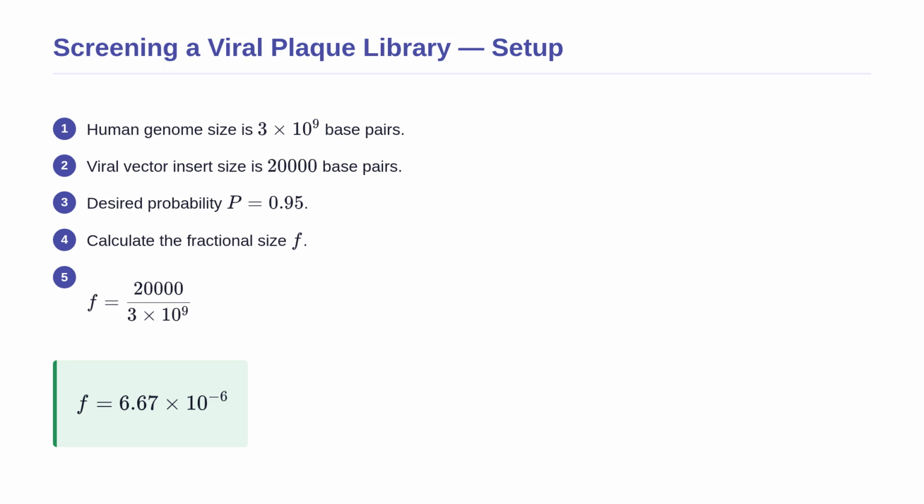Just like before, we first calculate the fractional size, F, by dividing the viral insert size by the human genome size. This yields an extremely small fraction of 6.67 times 10 to the power of -6. This tiny number indicates that each viral plaque holds only a microscopic sliver of the total human genetic code, highlighting why mammalian libraries require so much more effort to screen.